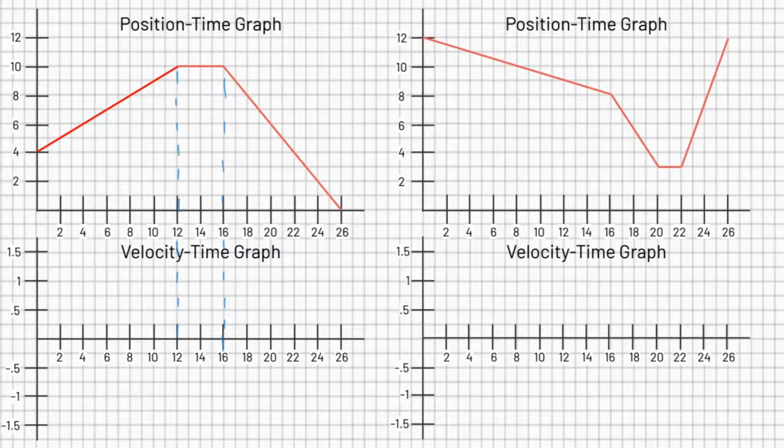Okay, so I've calculated the slopes on the position time graph, which is what gives us our velocity. So the slope for this part is 1 meter per second. The velocity here is 0 meters per second. And then the velocity here is -1/2 meters per second. So remember, to figure out the velocity of a position time graph, we just calculate the slope.